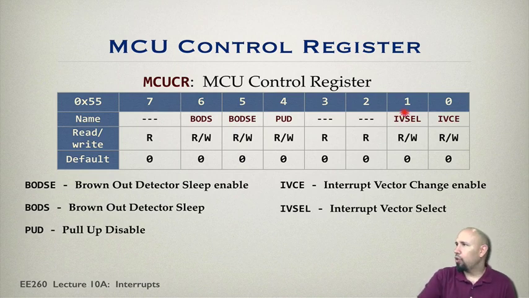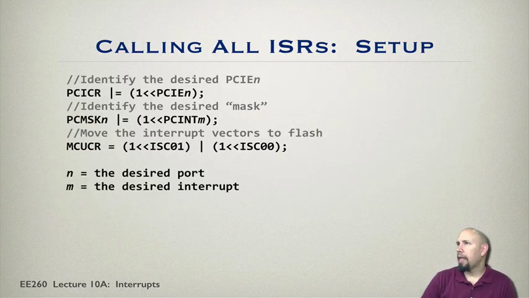And then finally we have the MCU control register. The MCU control register basically defines a number of things. We've already seen the PUD, the pull-up disable bit. But we also have these two, interrupt vector change enable and interrupt vector select. These two are also associated with interrupts. We're not going to use those very much. It's something you can do, and there are reasons to do it, but I won't go into that. Anyway, those registers are there too.